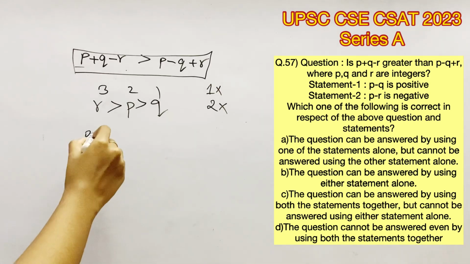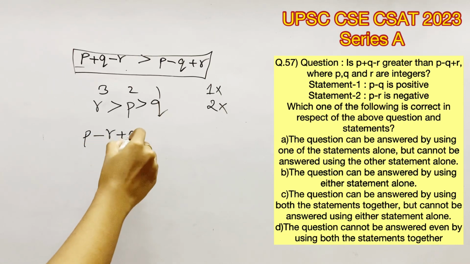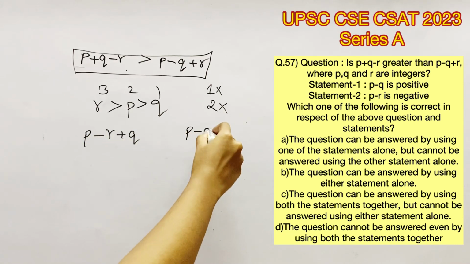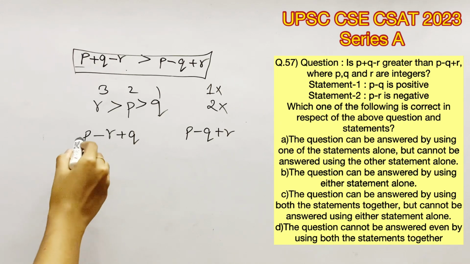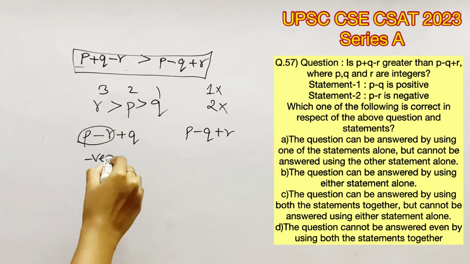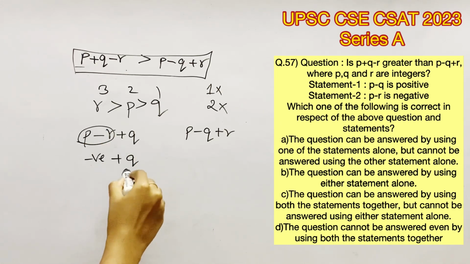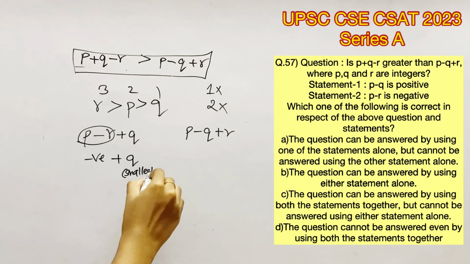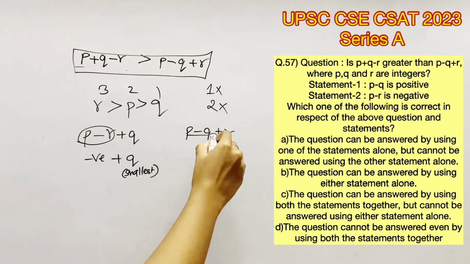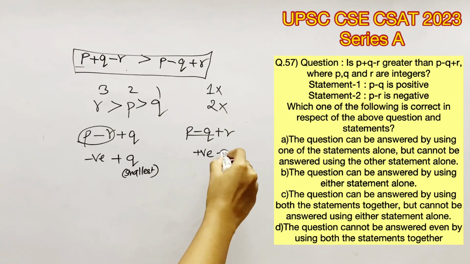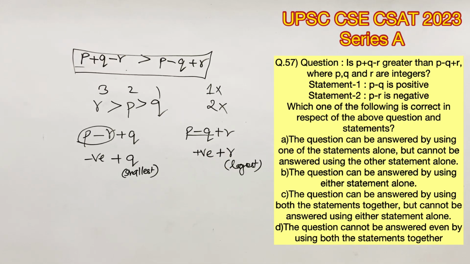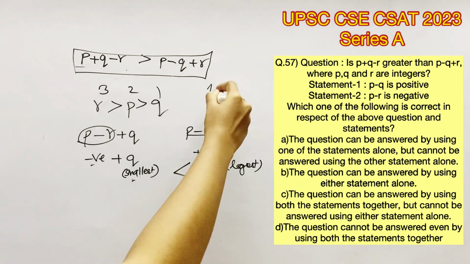You can also conclude this without examples. Let's say we take the first expression as p minus r plus q, and the second expression as p minus q plus r. We know that p minus r is a negative value, and then we are adding q, which is the smallest of all the three integers, and p minus q will give a positive value, and r is the largest of all the given integers. So clearly the smallest value is made even smaller by a negative value, and the largest value is made even larger by a positive value. So easily the expression on the right is greater.